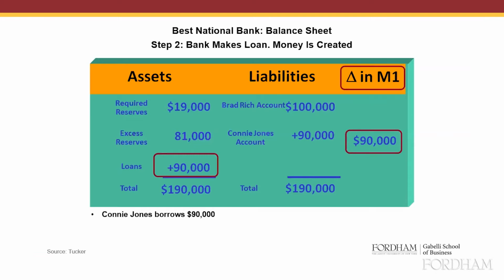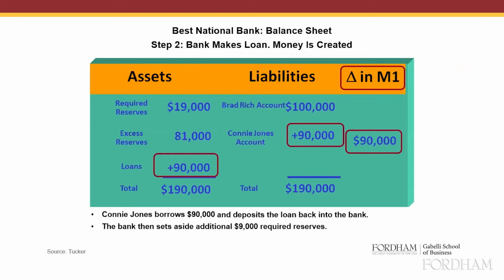The moment the bank approved the loan, M1 increased by the same amount. Suppose Connie Jones borrowed $90,000 and deposits the loan back into the bank because she hasn't decided how to spend the money yet. Then another account appears on the liability side, Connie Jones depositing $90,000. Because the bank has to set aside 10% of this, $9,000, that makes a total of $19,000 of required reserves: $10,000 from the Brad Rich account and $9,000 from the Connie Jones account.